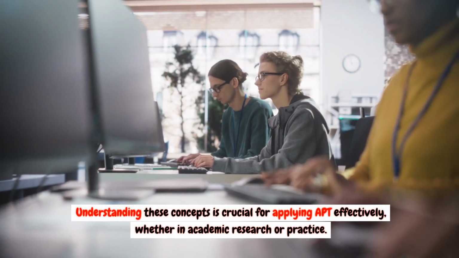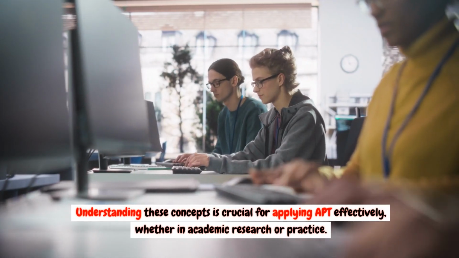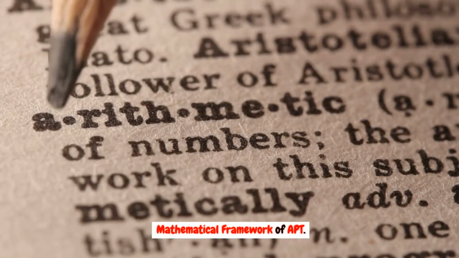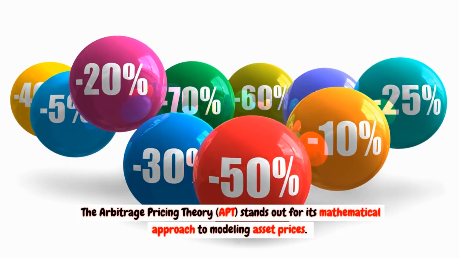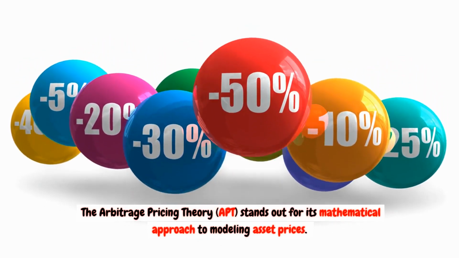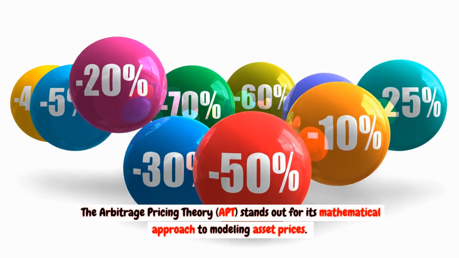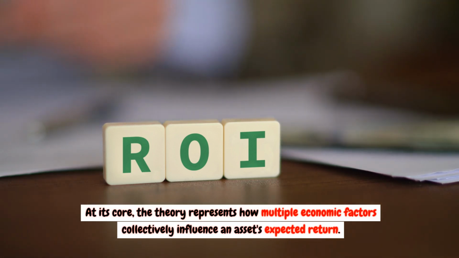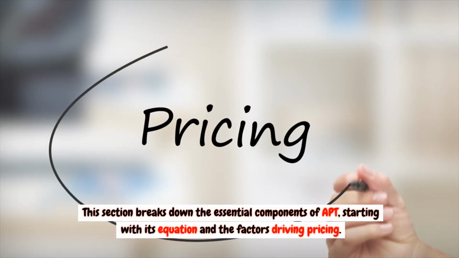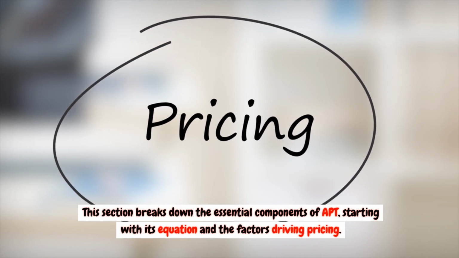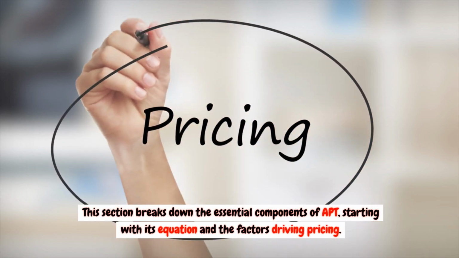Understanding these concepts is crucial for applying APT effectively, whether in academic research or practice. Mathematical framework of APT. The Arbitrage Pricing Theory, APT, stands out for its mathematical approach to modeling asset prices. At its core, the theory represents how multiple economic factors collectively influence an asset's expected return. This section breaks down the essential components of APT, starting with its equation and the factors driving pricing.